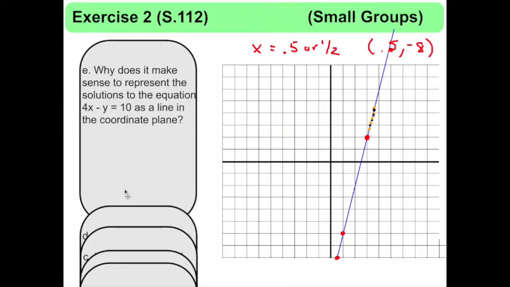And in part E, this teacher would ask, why does it make sense to represent the solutions to the equation 4x minus y equals 10 as a line in the coordinate plane? And really the student's answer would come down to saying, well, there's no way we can plot every single point or every single solution. So the easiest way to represent every single solution is to draw a straight line through the various points we have found to thusly represent every single point that we could potentially solve in this given representation.